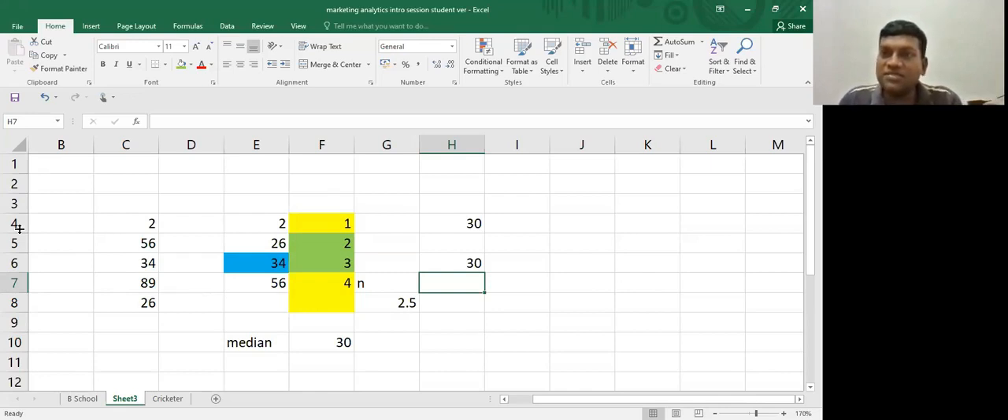So in this instance, you would notice that, say, 30 is not part of the data set, right? But that is a median. However, if you have an odd number of observations, invariably your median will be part of the data set. Okay, I hope that's understood, right?